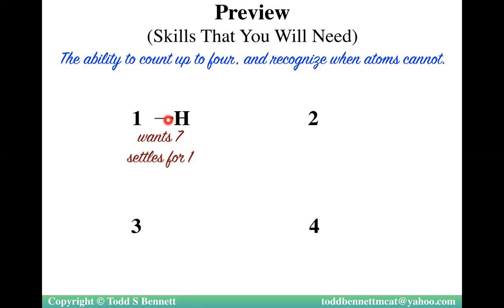So it has 1 electron of its own. If it connects to another atom, that'll be a second electron shared in a bond. So it'll feel like it has 2 electrons, it'll be happy. So it doesn't really want 7, it wants just 1. So it makes 1 bond.